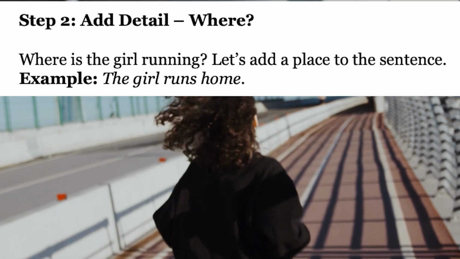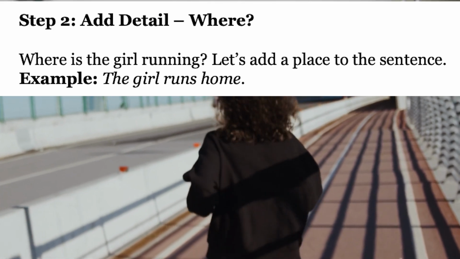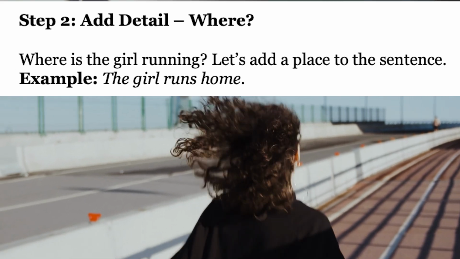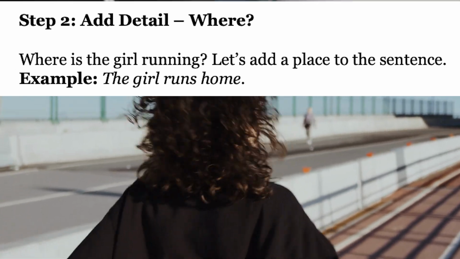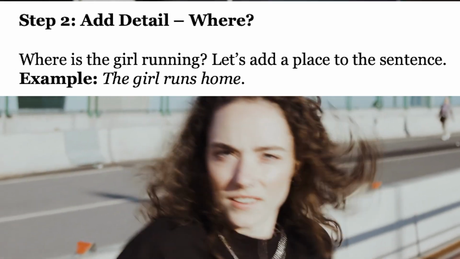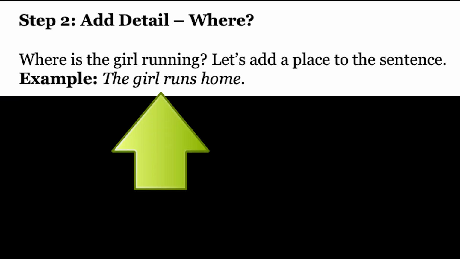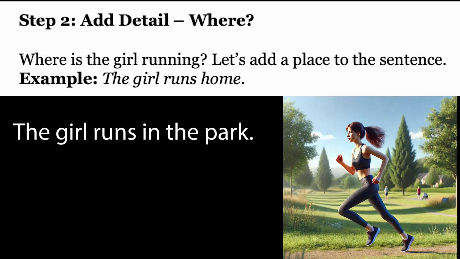Step 2. Add detail. We know the girl is running, but where is she running to? Let's add a place, a destination in the sentence. Let's write, "The girl runs home." In your textbook, you can write a different location for the girl. Like, for example, "The girl runs in the park."